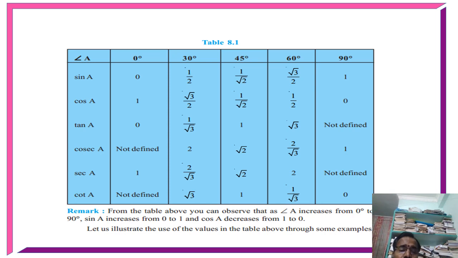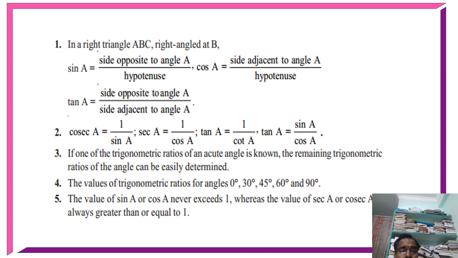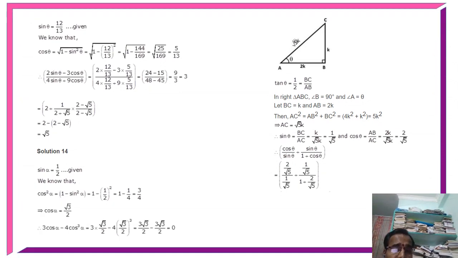This table also we learned. While doing problems, we use this tabular form, values of the six trigonometric ratios at 0 degrees, 30 degrees, 45 degrees, 60 degrees, 90 degrees, acute angles only. So now these also we have learned, and identities you have learned, and complementary angles also learned by you in the previous class. Now let us discuss how to find the other trigonometric ratios, or how to find the given values according to the given question.